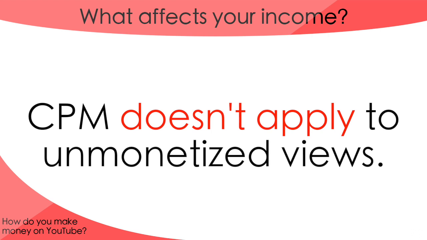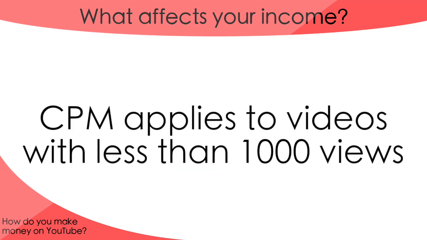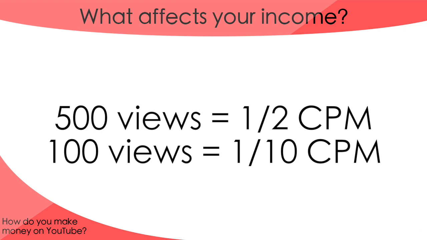A lot of people on the internet use ad blocking plugins. So from your 1,000,000 views, maybe only 750,000 of them are monetized views you and Google will make money from. Also, just because CPM stands for cost per thousand, if your video gets less than 1,000 views, you are still going to get paid accordingly. So for 500 views, you would be paid half your CPM, and for 100 views, you would be paid 1/10 of your CPM, and so on.